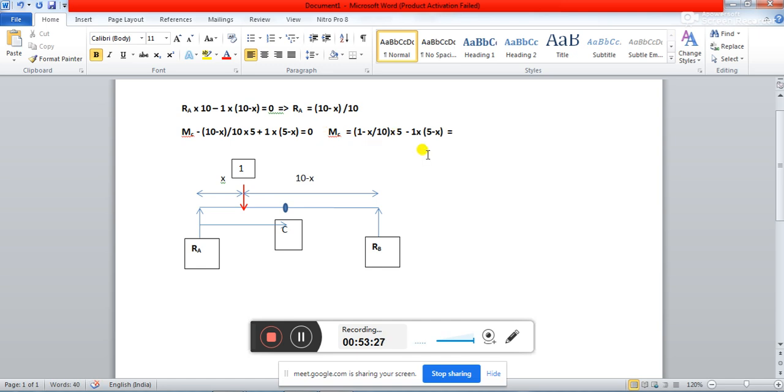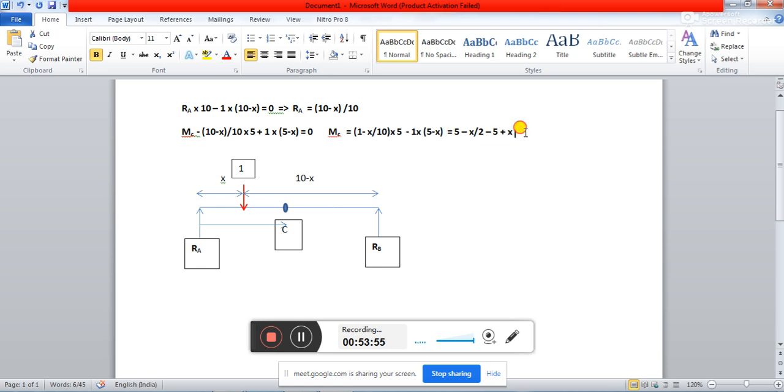So 5 minus x by 10 into 5, so 5 into 10 cancels out, it will be x by 2 minus of 5 plus of x. Is it clear? Yes, sir. Just algebraic simplification of this I have done.